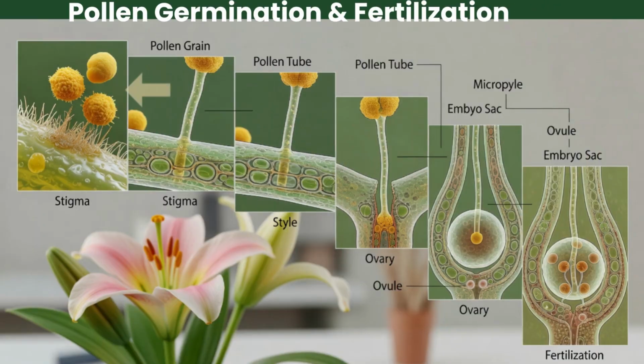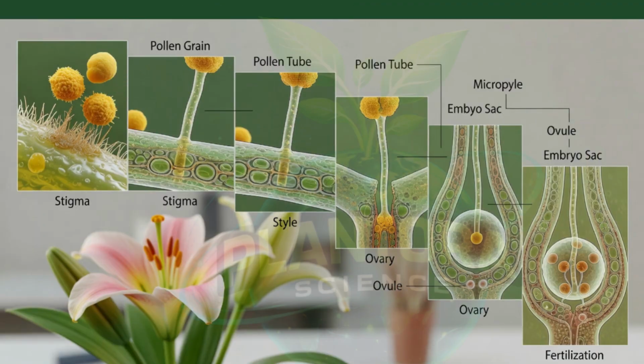After pollination, a pollen grain lands on the stigma of a compatible flower. The pollen grain germinates, forming a tiny tube called the pollen tube that grows down the style toward the ovule. Inside the pollen tube, two male gametes travel carefully toward the ovule. At the microscopic level, one male gamete fuses with the egg cell, forming a diploid zygote.